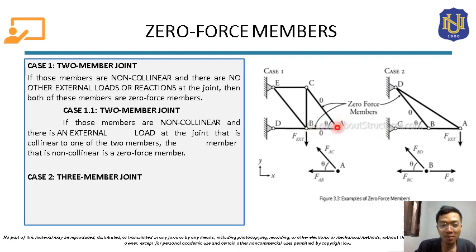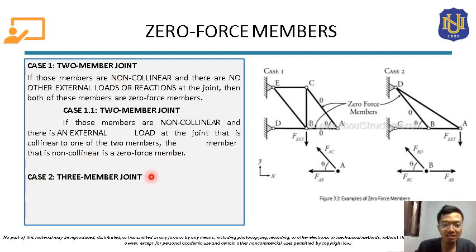So the member that is not collinear to those two, the member AB and the external load, will be a zero-force member. Meaning to say, member AC will be a zero-force member if there is an external load, again, that is collinear to member AB. So member AC will be a zero-force member. That is for the first case.